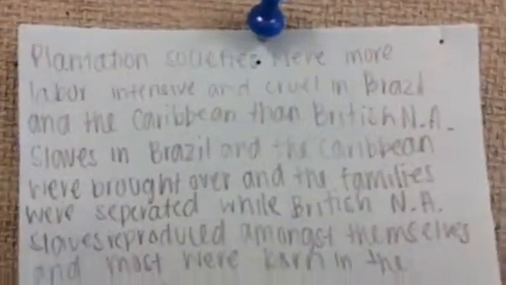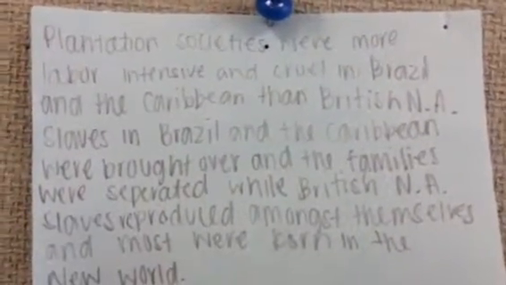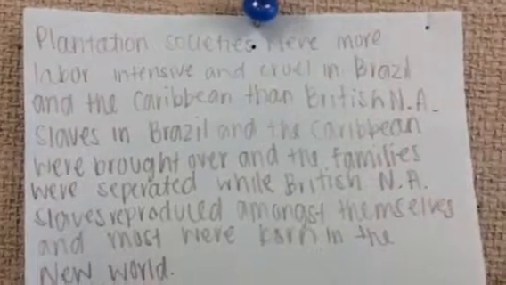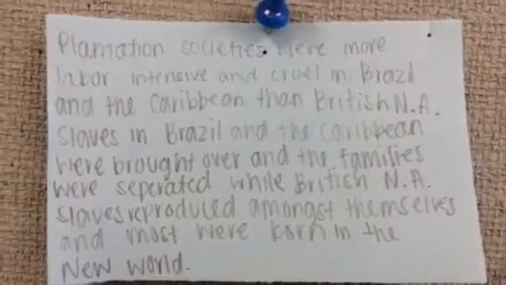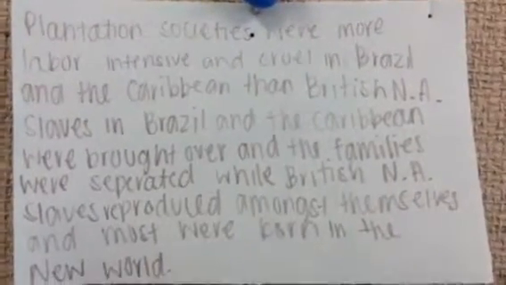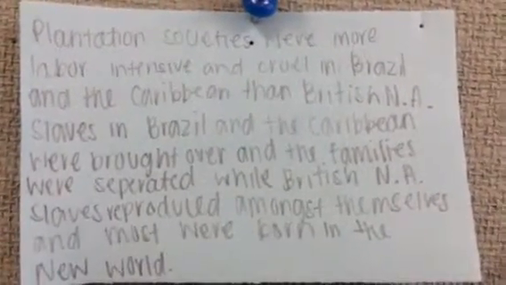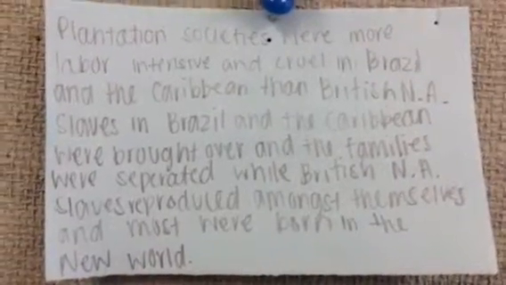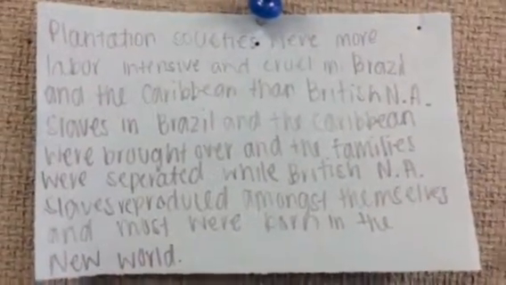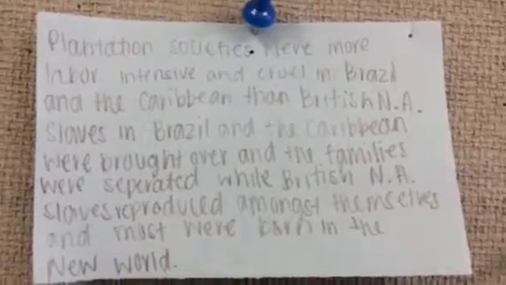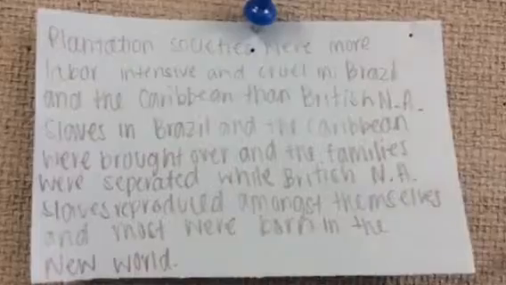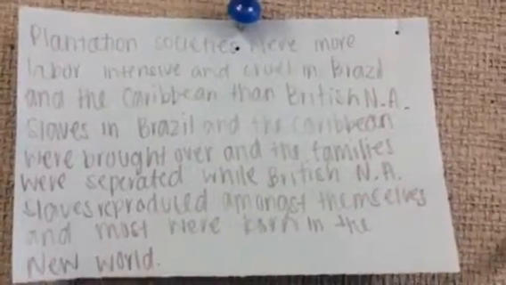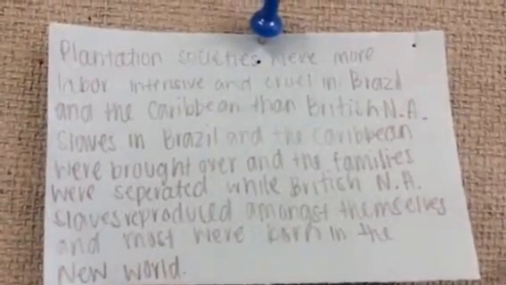If we don't read a response to that one right there: plantation societies were more labor-intensive and cruel in Brazil and the Caribbean than British North America. Slaves in Brazil and the Caribbean were brought over and the families were separated, while British North America slaves reproduced amongst themselves, and most were born in the New World. Okay, most were born in the New World by a certain date. Like for example, by the Civil War, for sure, all slaves in the South were born in America. They were black Americans for sure.